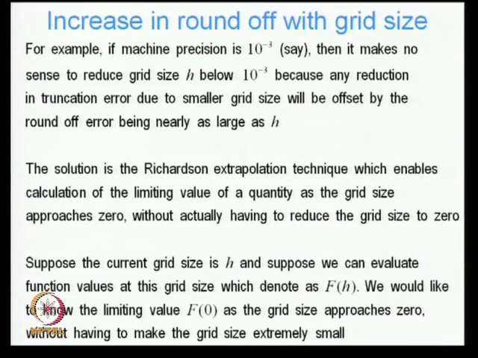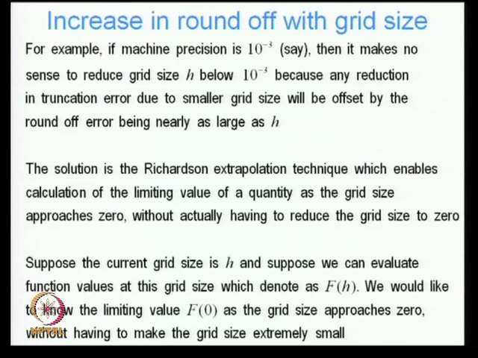So, what do we do? Even if you make your grid size smaller and smaller, it is not going to be of much use, because after a certain point your round off error is going to annihilate whatever reduction in truncation error you achieve by reducing the grid size. So, what am I going to do? Well, it turns out that there is a method called the Richardson extrapolation technique, which comes to our aid. Why does it come to our aid?